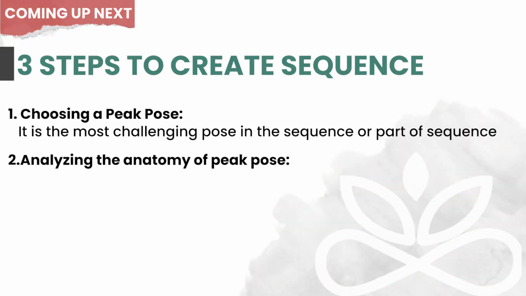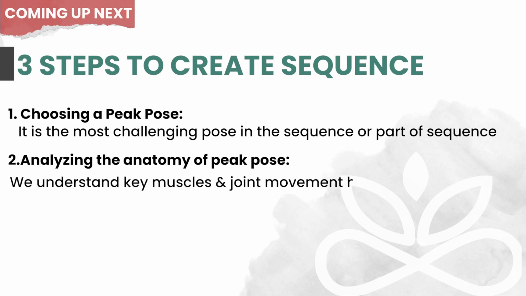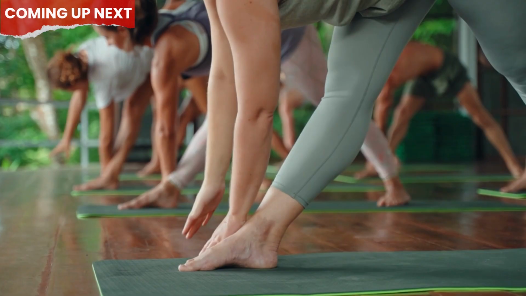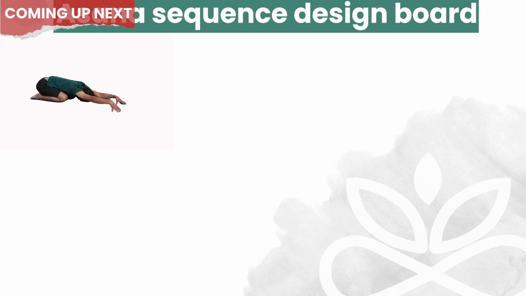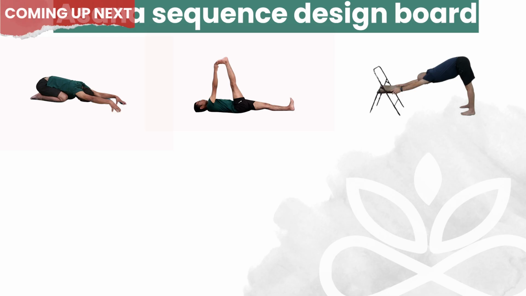To design an effective asana sequence, I follow a simple 3-step formula. Analyzing the anatomy of the peak pose. In this step, we will understand what are the key muscle and the joint movement happening in the peak pose. Step number 3. Without understanding the structure and science behind sequencing, your yoga class will be ineffective. So our sequence would look like this. Starting with Adhomukh Virasana, then Supta Padangushtasana A, then Adhomukh Shwan Asana with chair, Prasarit Padottan Asana.